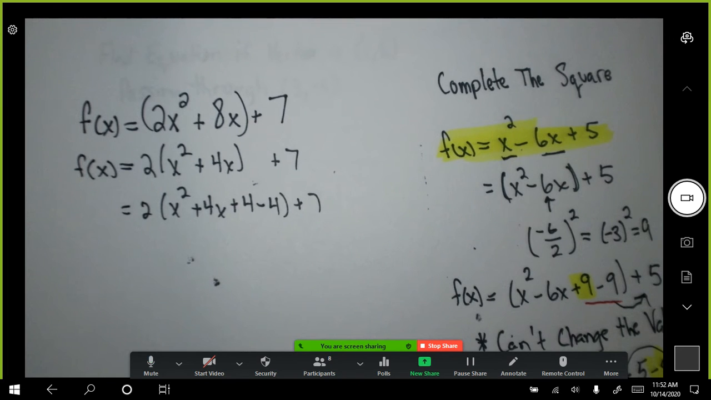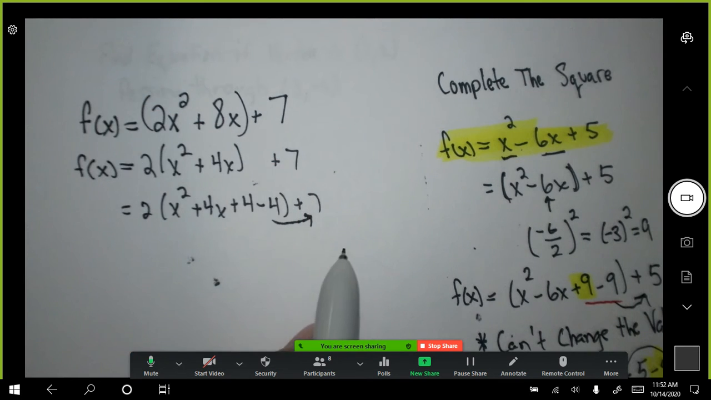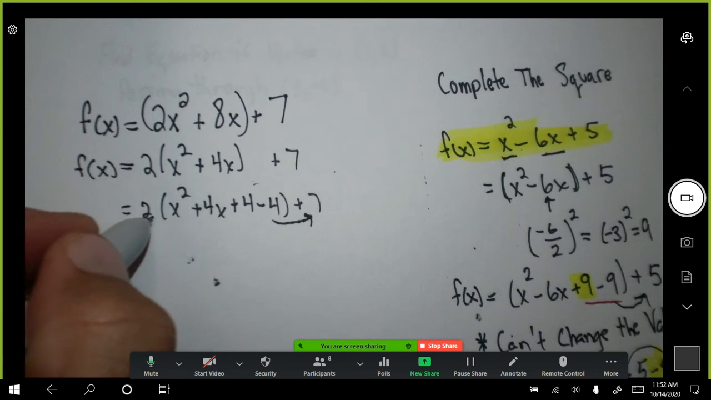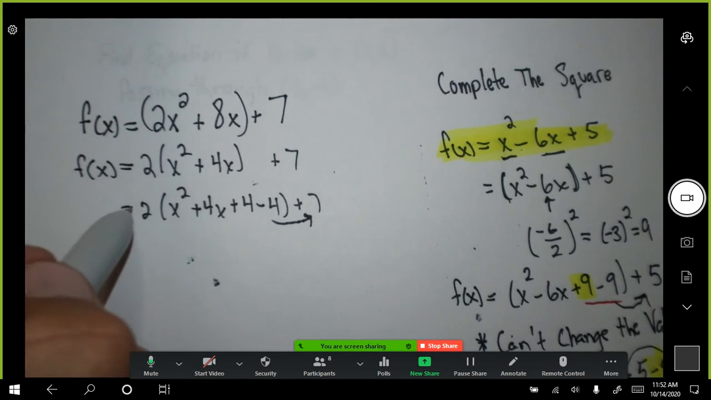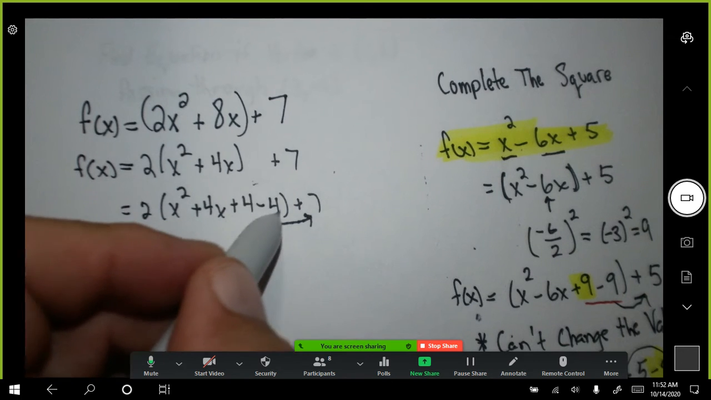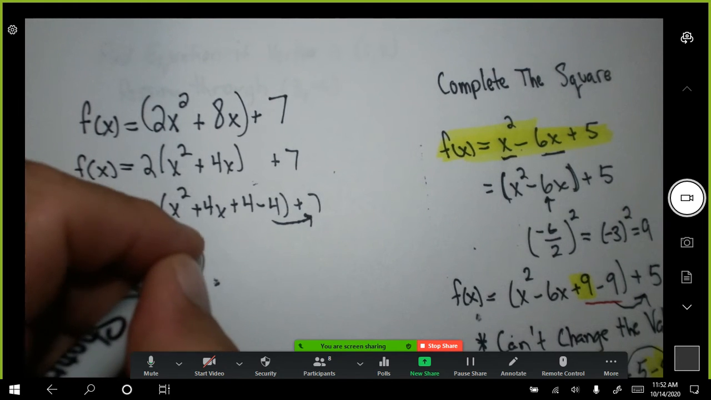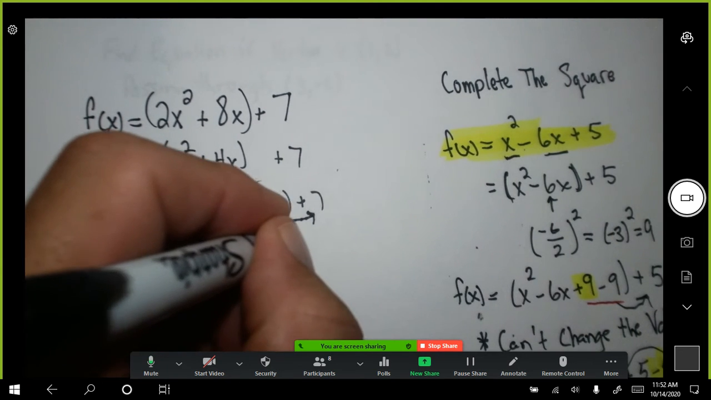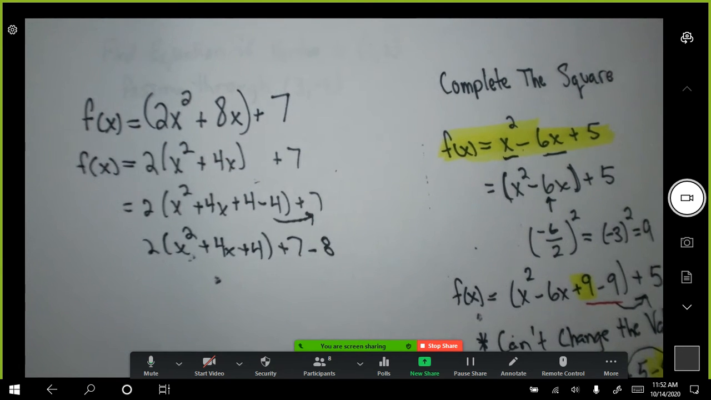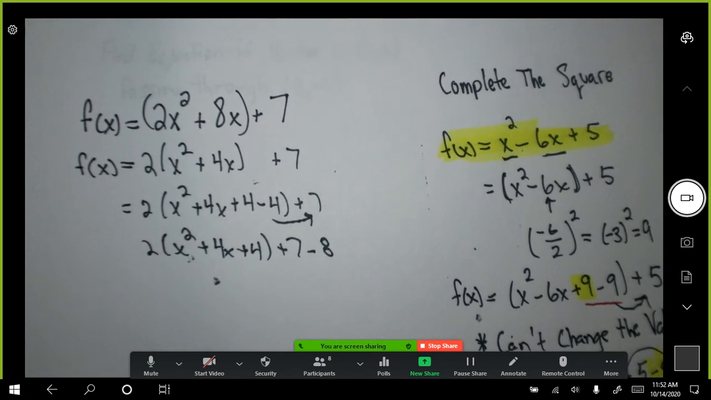Now, I want to move this negative 4 out, but I cannot just move a negative 4 out because of this 2 that's out front. Remember, this 2 is actually multiplied by everything on the inside. So whatever's out here, I have to multiply it by that negative 4 before I move it out. So this is going to be 2 times x squared plus 4x plus 4, and then 2 times negative 4 is negative 8, and that's what I'm going to move to the outside. Because essentially, I added 8, and now I've subtracted 8.